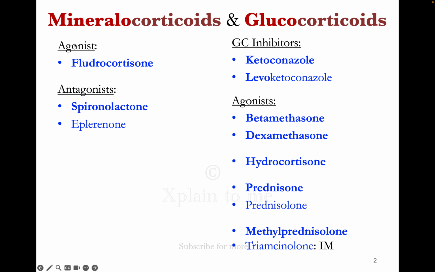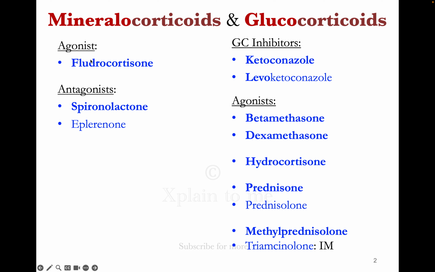Okay, so let's look at Mineralocorticoids. We have to learn agonists and antagonists. For agonists, there is only one commonly used drug. When do you use agonists? When there is an abnormally low aldosterone level in a patient, we can use this. But just the opposite for antagonists: too much aldosterone secretion in a patient. So in adrenal insufficiency, we use agonists, and in primary aldosteronism or Conn syndrome, we can use antagonists.